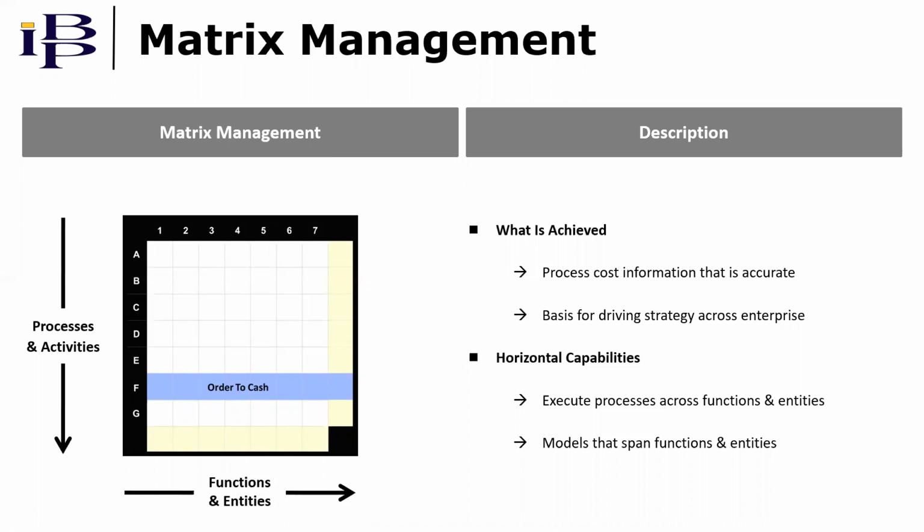So by enabling processes to present something like I've shown on the screen here, where you can always reconcile the general ledger or the budget to activity and process costs, what you end up with is process cost information that people believe is accurate. And it's really the basis for driving strategy across the enterprise, because if people don't believe the numbers and they don't believe that they're accurate, you're not going to change any behavior. So one of the foundational capabilities organizations need to have is the ability to reconcile the chart of accounts to business processes, or in other words, inputs and outputs.